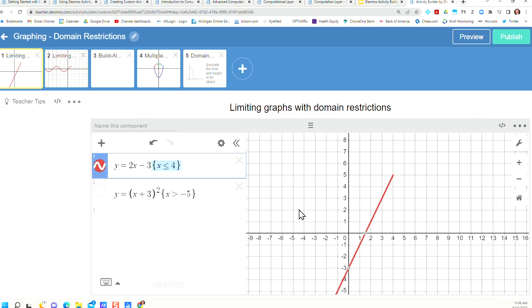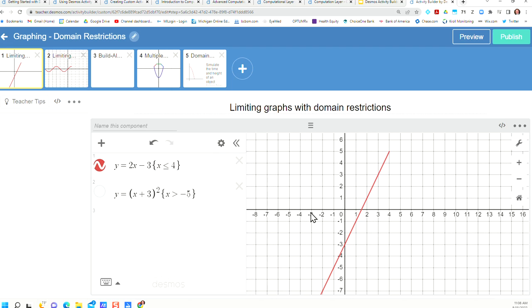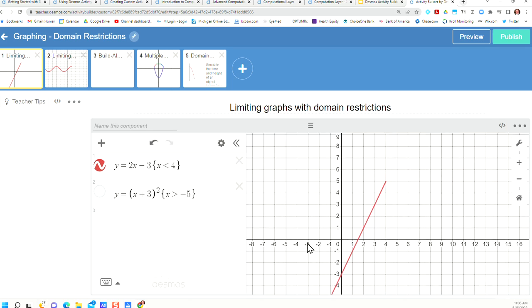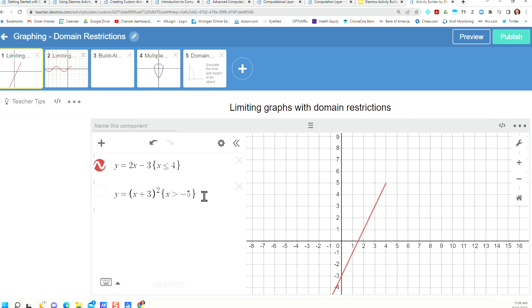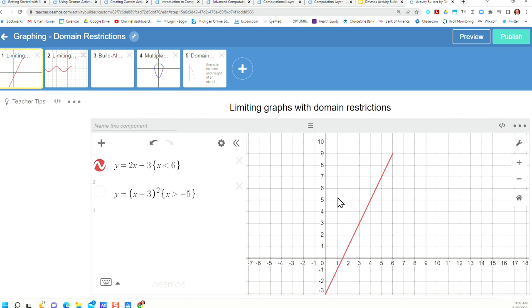So we're going to see the linear equation graphed as long as the x values from that equation are less than or equal to 4. So basically that gives us a linear equation that stops at an x value of 4. If we want that to go a little further to the right, we can increase that restriction of 4 and maybe put it at 6. And now our graph will go up to an x value of 6.